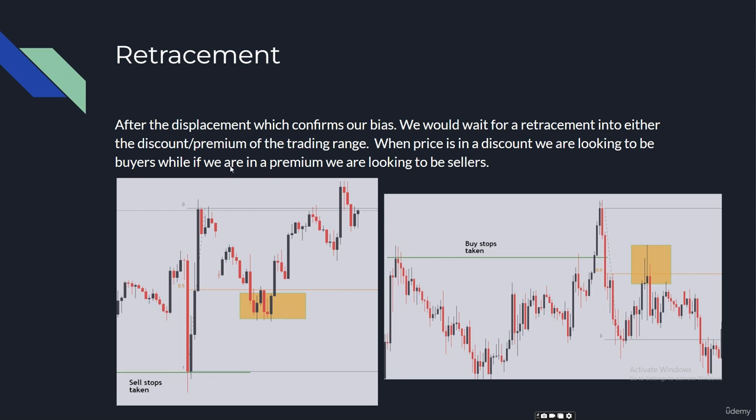Then a retracement. So after this displacement, it doesn't mean you enter at the high here or the low here. You need to be patient and wait for a retracement into the discount or the premium of the trading range. So if you're bullish, like in this example, you'd want to see price below this 50% line before trading higher. And if we're bearish, we'd expect price to retrace back up into the premium, which is above the 50% line, before we go short.